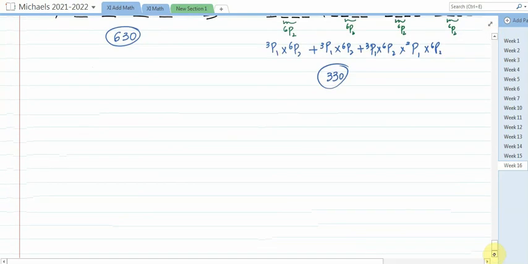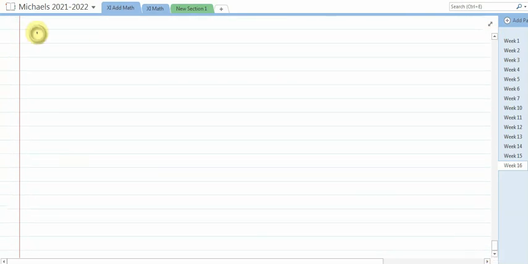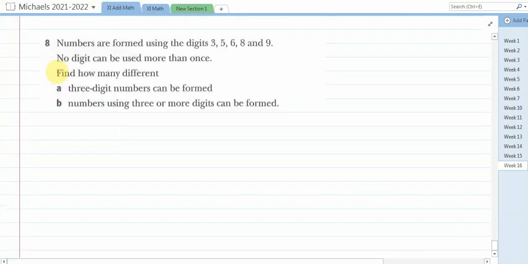It's question number 8. Alright, it says numbers are formed from the digits 3, 5, 6, 8 and 9. No digit can be used more than once. Find how many different arrangements of 3-digit numbers can be formed. Alright, so we need to find out how many digits we have. It's 1, 2, 3, 4, 5. Total we have 5 digits. And we need to find out how many 3-digit numbers can be formed. So that will be very simple.